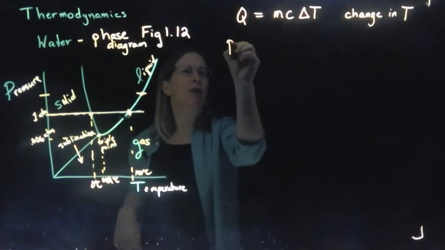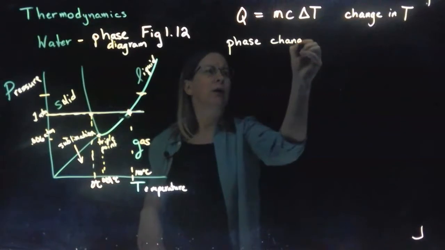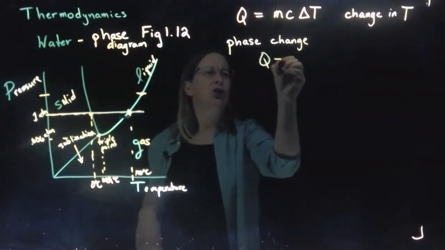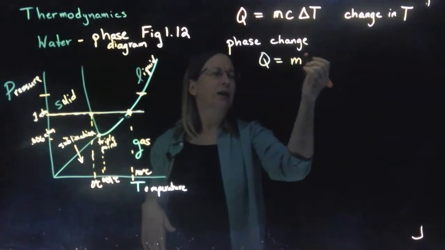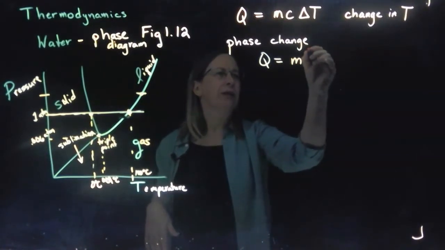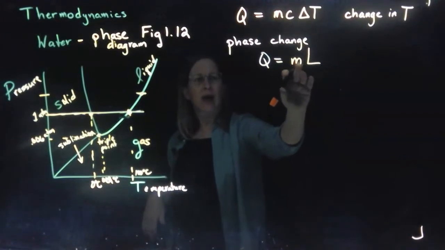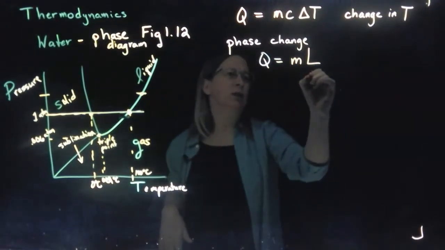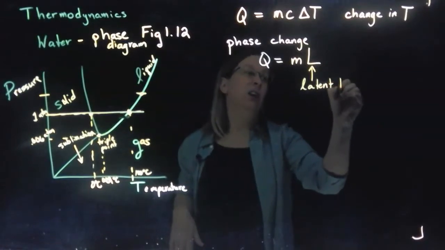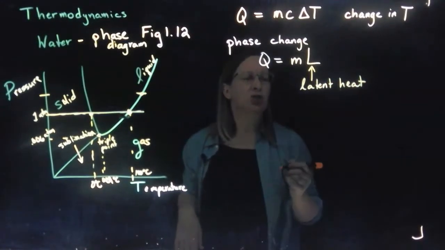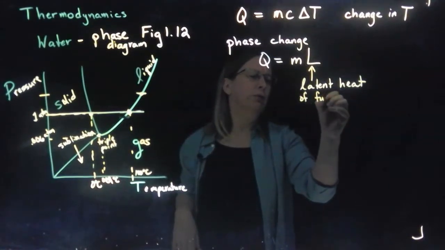But when we do a phase change, it takes heat. We need some amount of heat that tells us what it takes to change the phase. It's given by the mass times this L, which is called your latent heat. It's just the heat needed for the phase change, and it can be of fusion or melting.